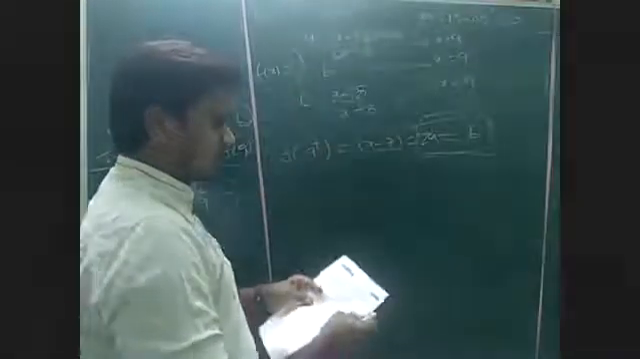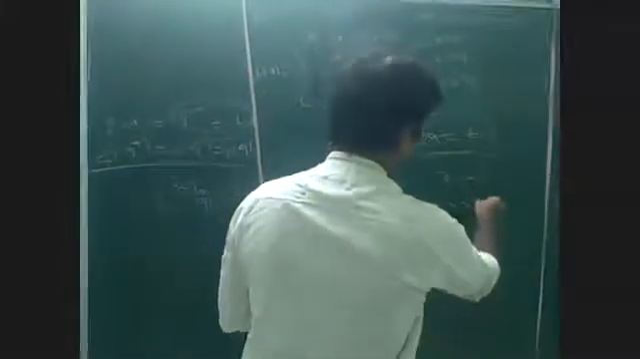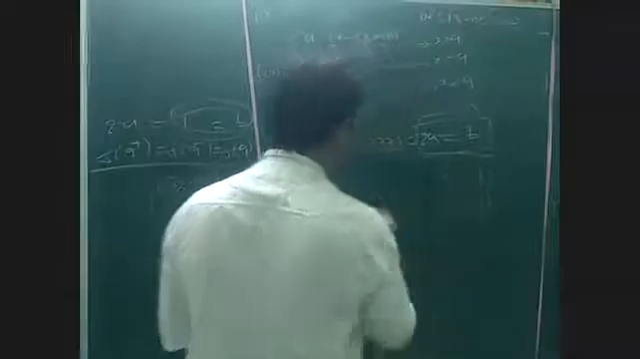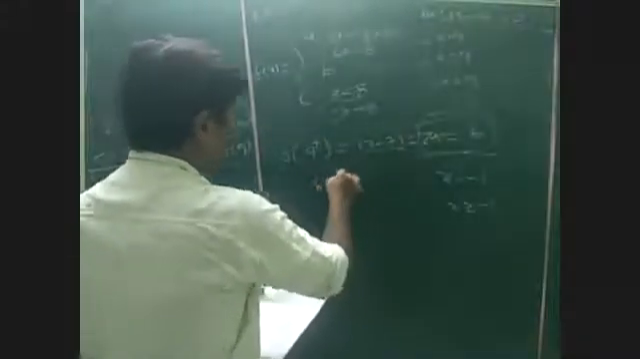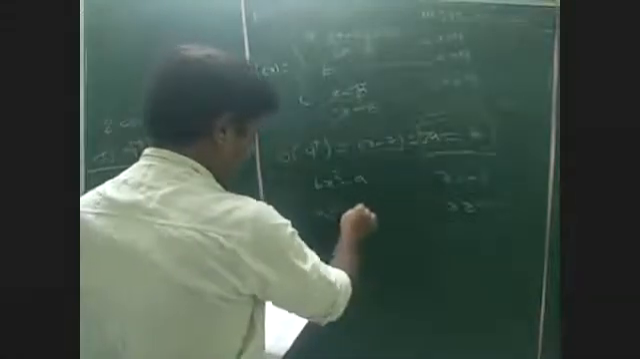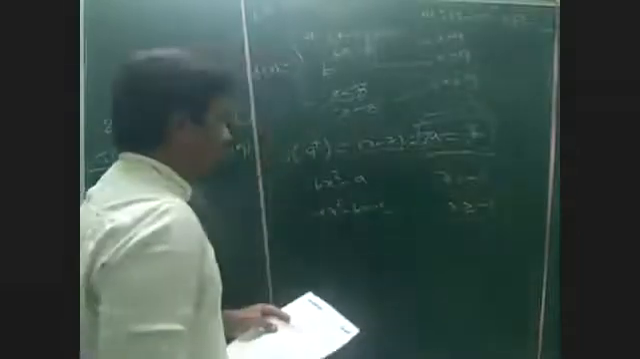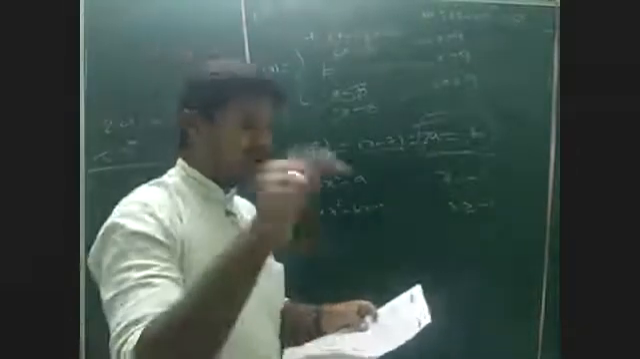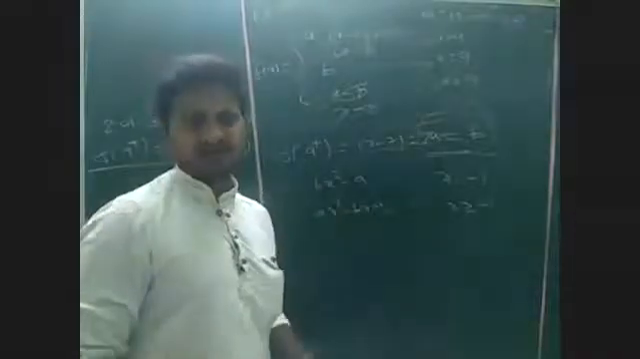So 12th question. Observe the 12th question. Here x less than minus 1 means left hand limit at minus 1, and greater than or equal to minus 1 means right hand limit. The left hand limit is given as bx square minus e, and the right hand one is ax square minus bx minus 2. Clearly they gave that f dash of x is continuous everywhere.